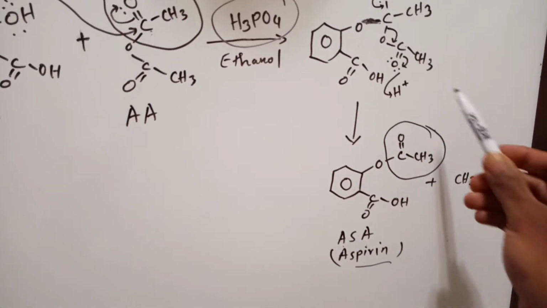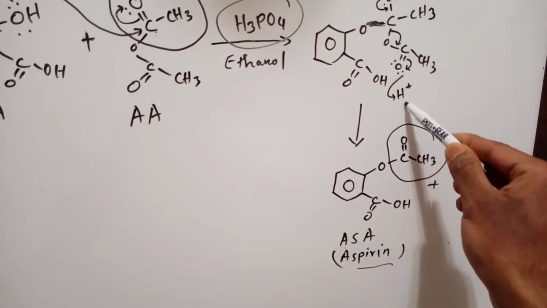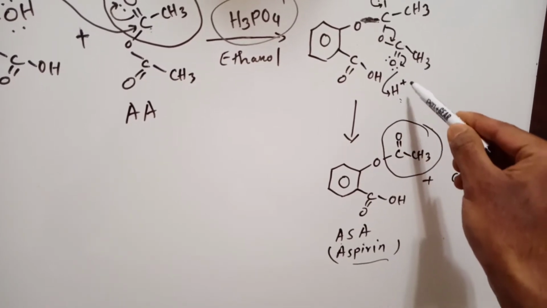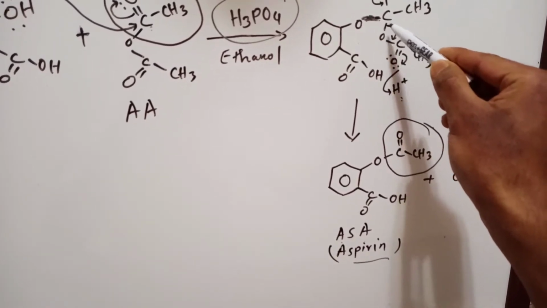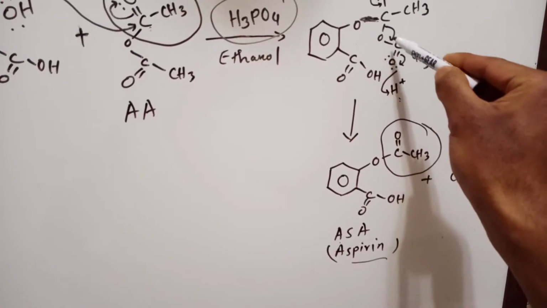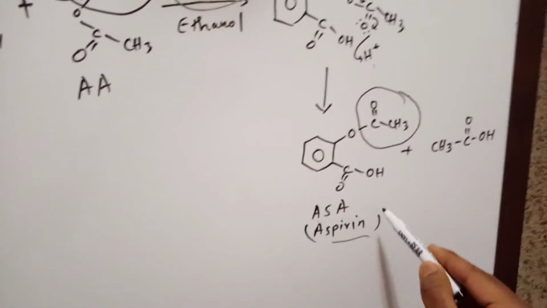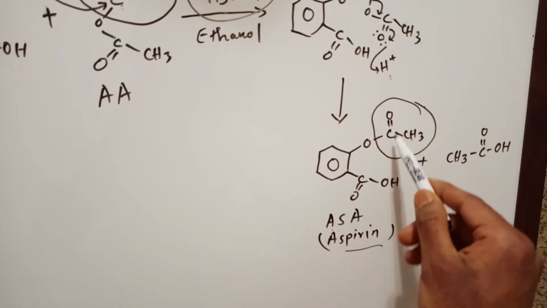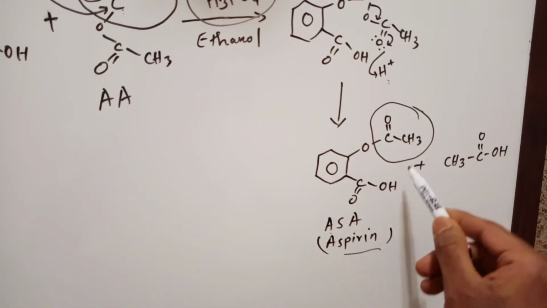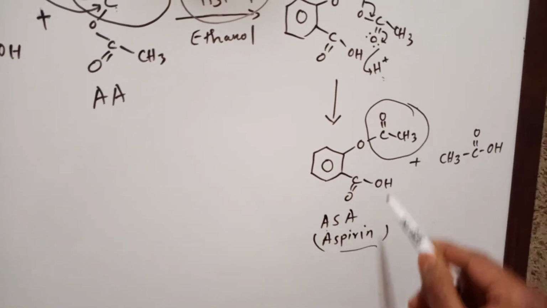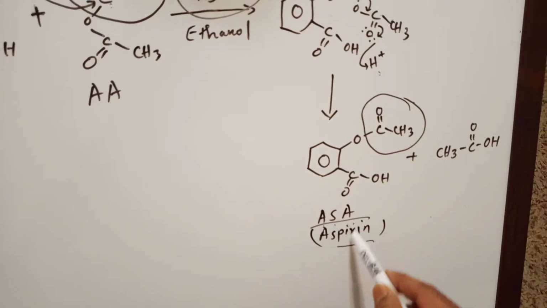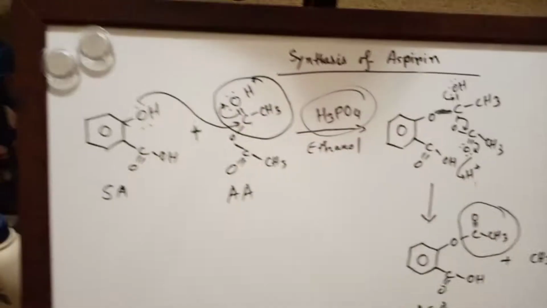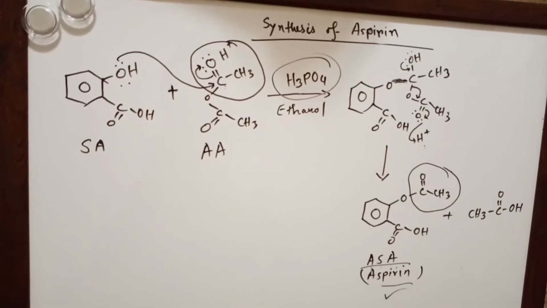we can see that, as in the solution we have protons, this oxygen will also take a proton, and at last the bond will break down here. That's why we are getting aspirin, acetyl salicylic acid. So here the group COCH3 is called the acetyl group, and it is attached to the salicylic acid, so its name is acetyl salicylic acid, and another name is aspirin. So this is the full reaction of synthesis of aspirin.